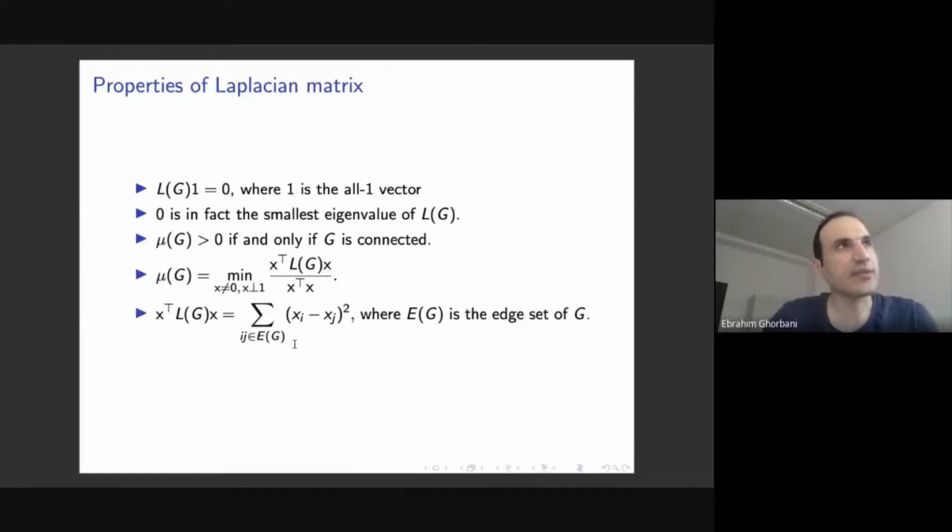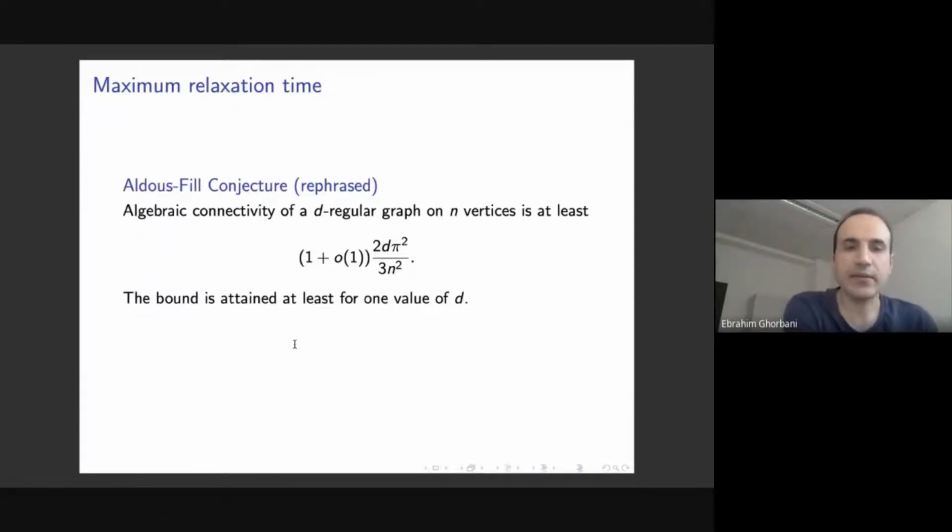So we see that the relaxation time of a random walk can be expressed in terms of the spectral gap, and in the case of regular graphs, the spectral gap is the same as the algebraic connectivity. So we can give another, equivalent form of the Aldous-Fill conjecture in terms of algebraic connectivity. The Aldous-Fill conjecture says that the algebraic connectivity of a D-regular graph on n vertices is at least this much. And the bound is attained at least for one value of D.